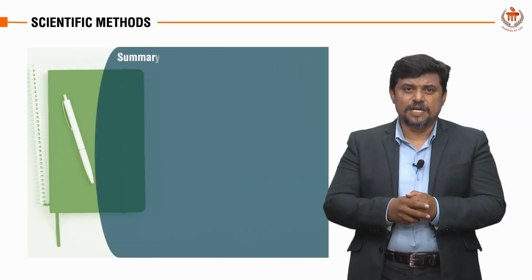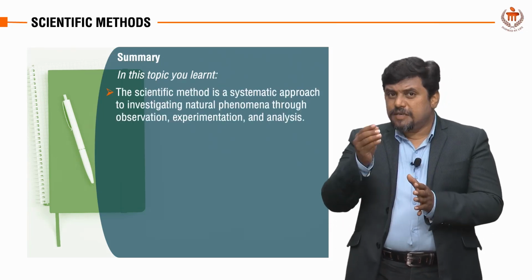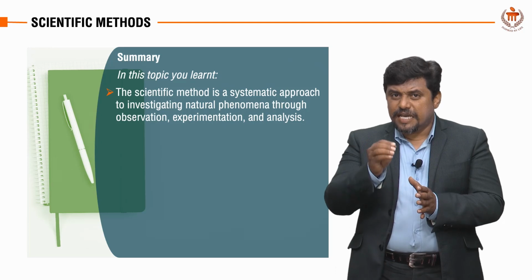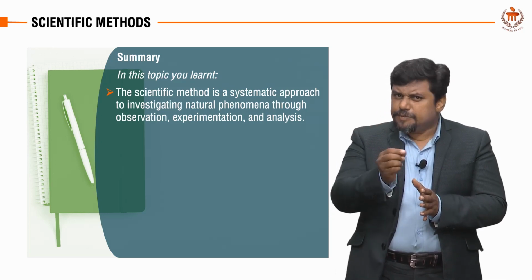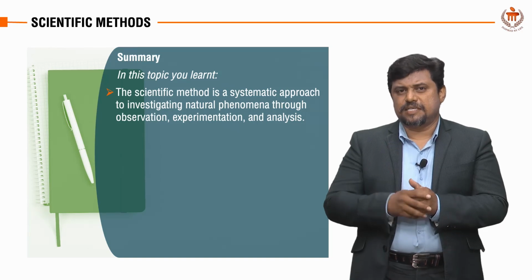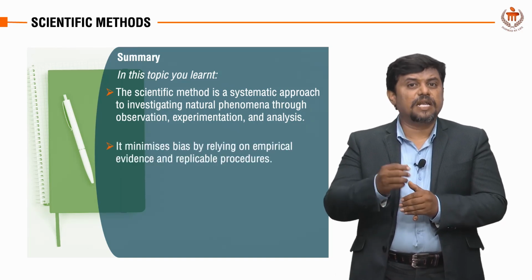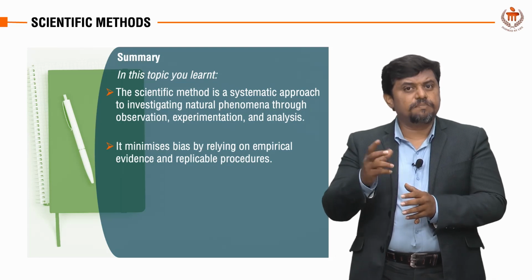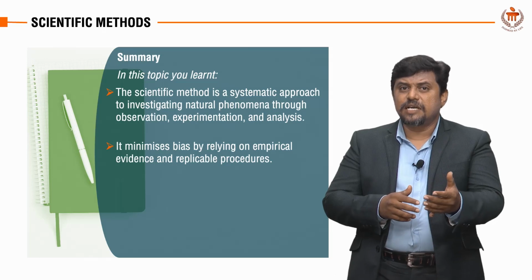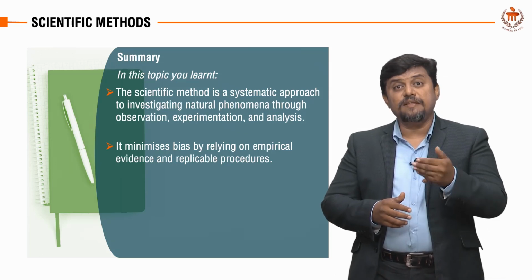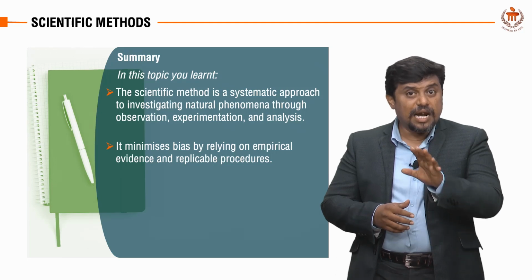Let us summarize now. In this topic, you have learned that the scientific method is a systematic approach to investigating natural phenomena through observation, experimentation, and analysis. It minimizes bias by relying on empirical evidence and replicable procedures. The method involves forming hypotheses, testing them, and refining the theories based on the results, ensuring objectivity and reliability.